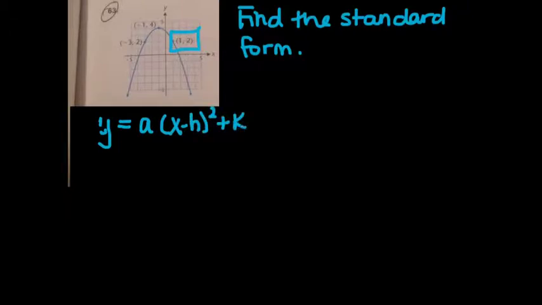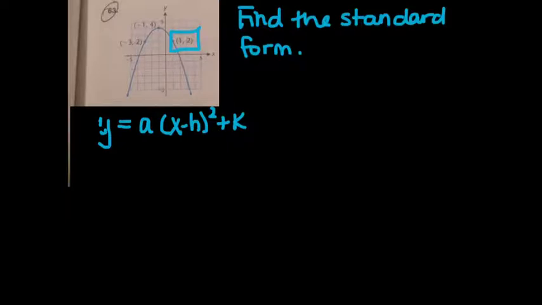The same idea here. I have the vertex, which is negative 1, 4, and then I need one additional point on the graph. It doesn't matter which one I use. I'll use the 1, 2. I want to start off with vertex form, which is y equals a times the quantity x minus h squared plus k. I don't know a, but I have enough information to solve for a.